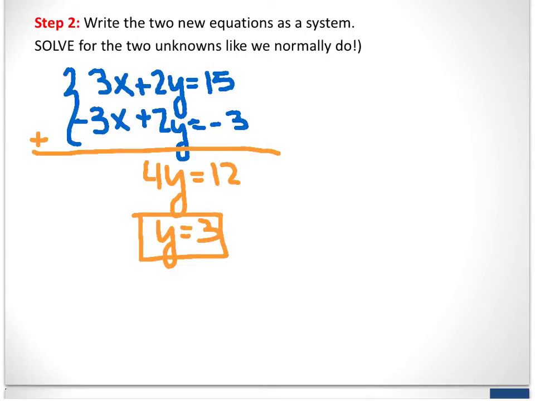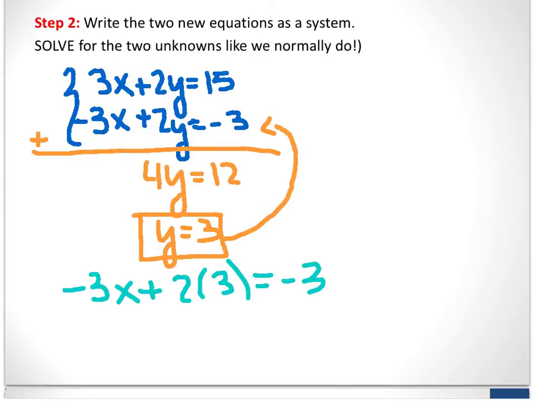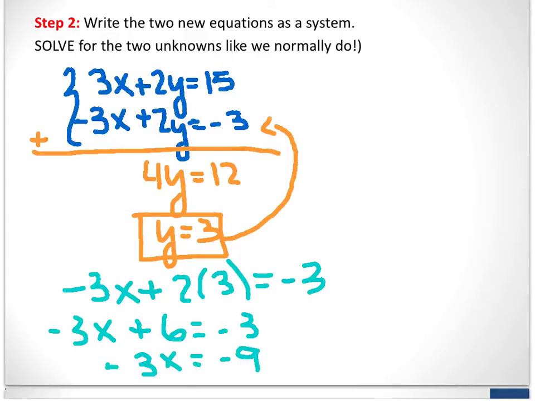Now that I know one of the variables, we do this just like we have been. You take this value and plug it into one of these equations. So I'm going to get negative 3x plus 2 times 3 equals negative 3. So negative 3x plus 6 equals negative 3. Negative 3x equals negative 9. So x is going to be a positive 3. So I know x is 3 and y is 3. Now I have two of my unknowns, and I'm going to move on to the next step.